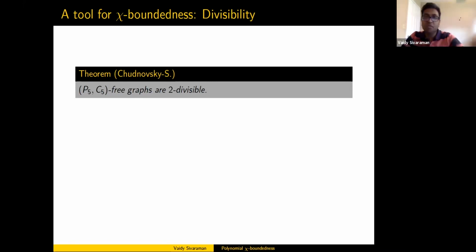So whether these graphs have a polynomial chi-bounding function is still one of the basic open problems in this area, because P5, C5 looks like we're excluding a lot, but we don't know their structure. We don't know their optimal chi-bounding function. Algorithmically, some things are known, but does it have a quadratic chi-bounding function? We still don't know.